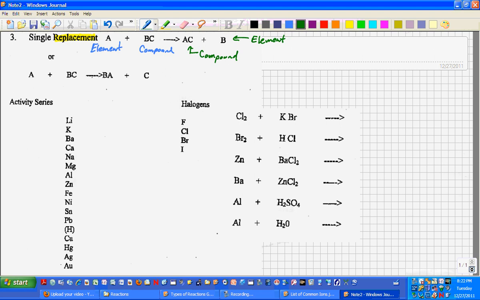And we can have two different types of arrangements. In this case, the cation is getting replaced. There's my positive and my negative ion in my compound. The B element gets kicked out, so this would be a cation replacement. This top one is what is called a cation replacement because the cation gets replaced.